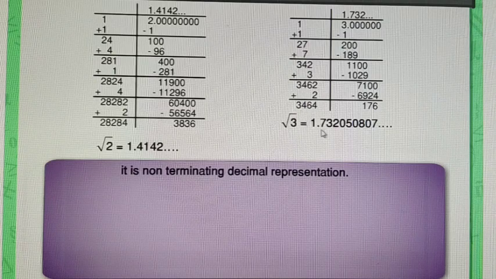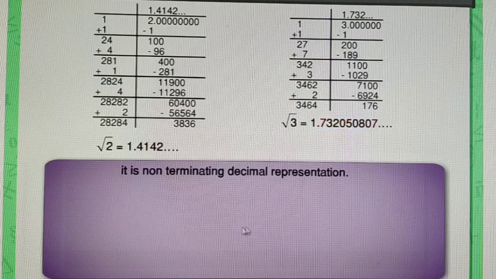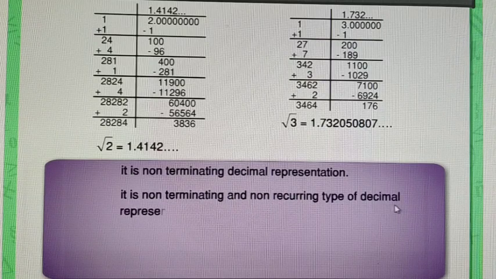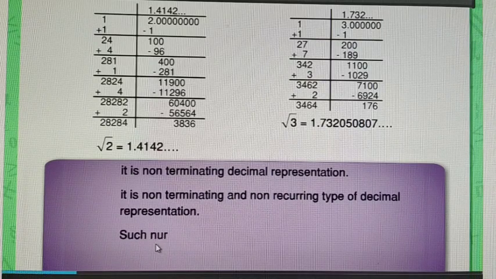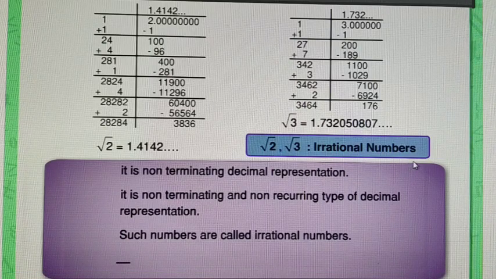And here you can see no number or no group of number is repeating. You will get different numbers again and again as you will go on solving. So these type of numbers are said to be irrational numbers. It is non-terminating and non-recurring type of decimal representation. Such numbers are called as irrational numbers. Root 2, root 3 are irrational numbers.